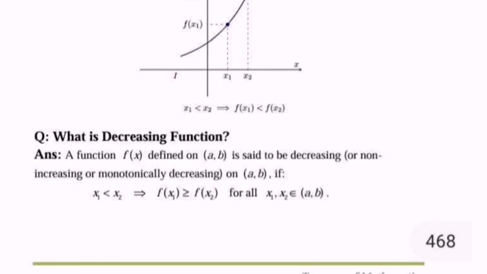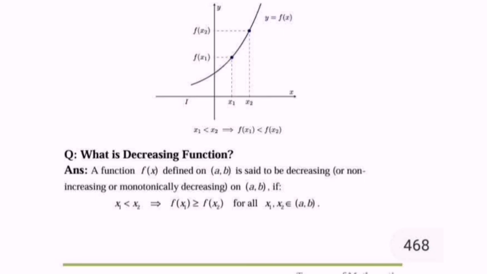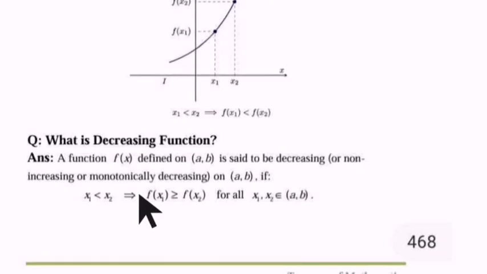Now what is a decreasing function? A function f of x on interval AB is said to be decreasing, or non-increasing, or monotonically decreasing on interval AB if x1 less than x2 implies f of x1 greater than or equal to f of x2 for all x1, x2 belonging to the open interval AB.